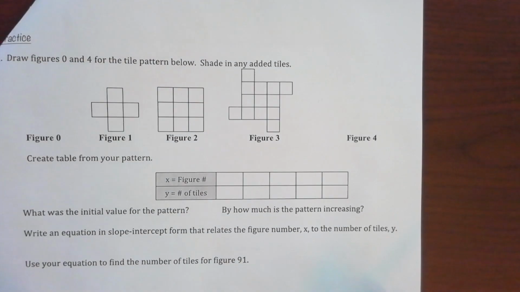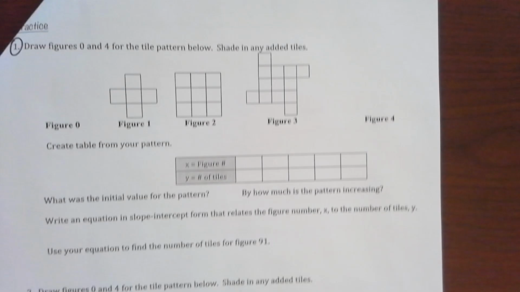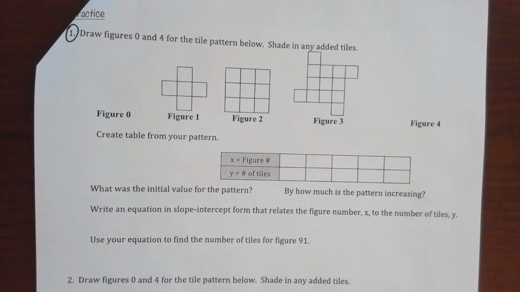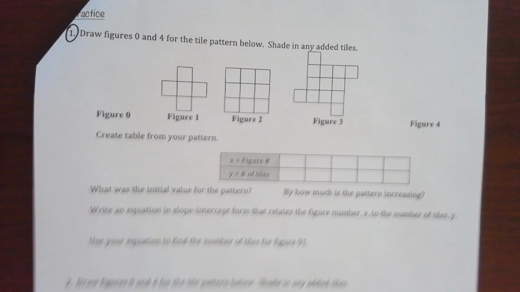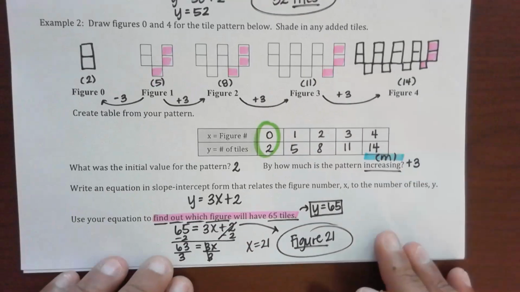I want you to do number 1 for me, okay? Daily grade. You already knew what was coming. Do number 1 for me. I'm going to project mine back on the board. Make sure you do all the pieces, all the parts.